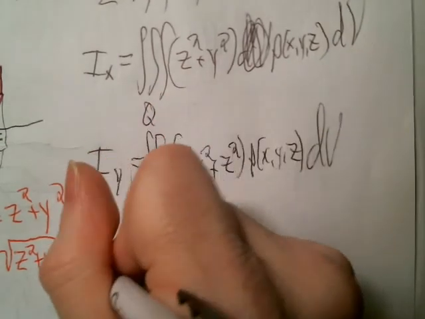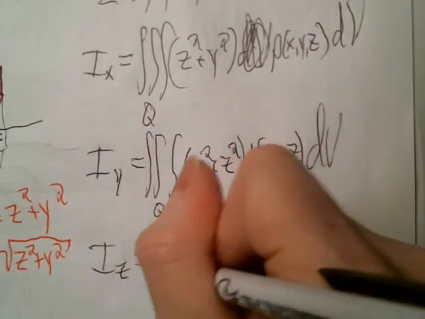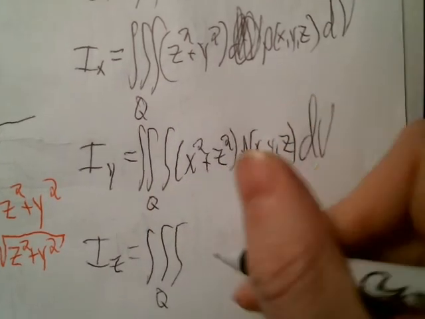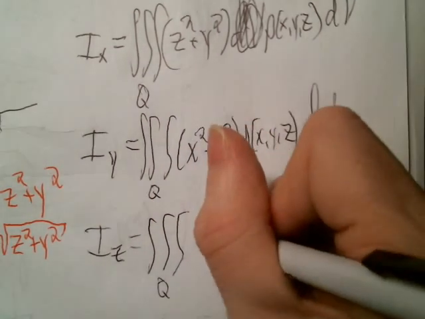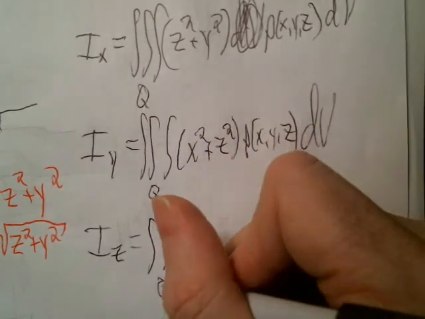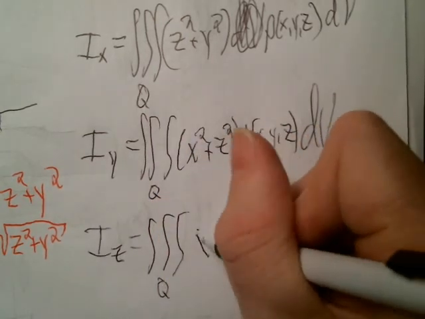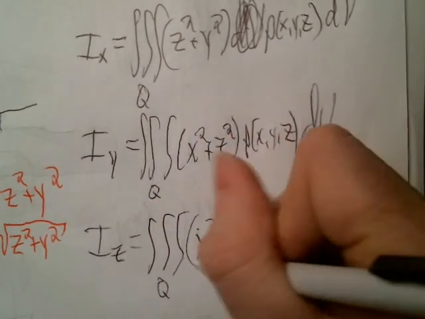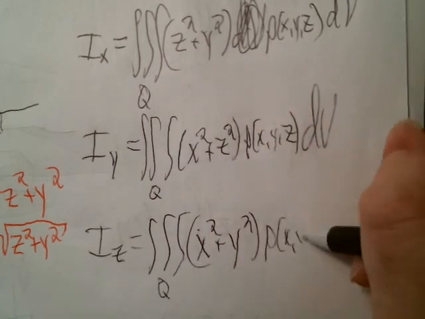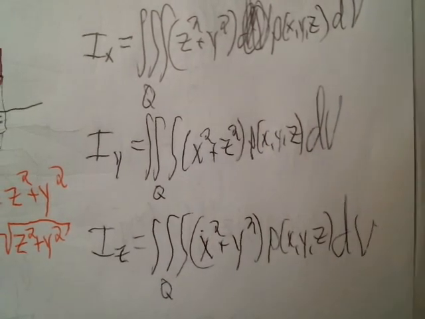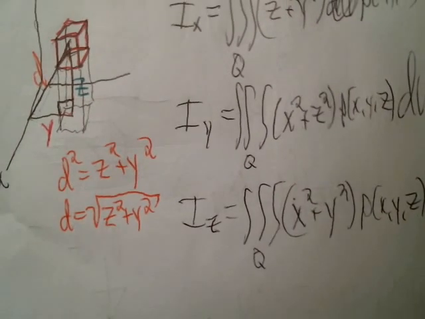Right? So I sub z is the triple integral over the solid object of the other two variables, x squared and y squared, times rho of x, y, z. Okay, and then it's just a matter of plugging and chugging.